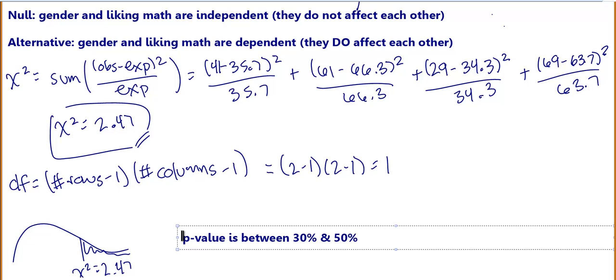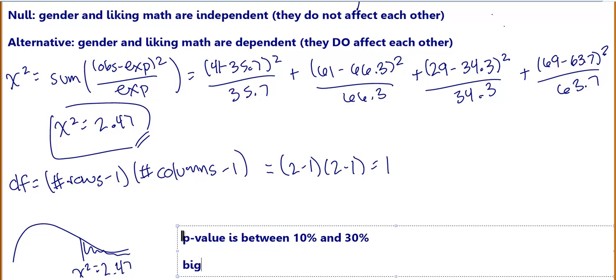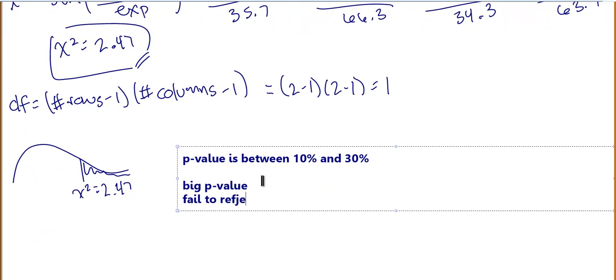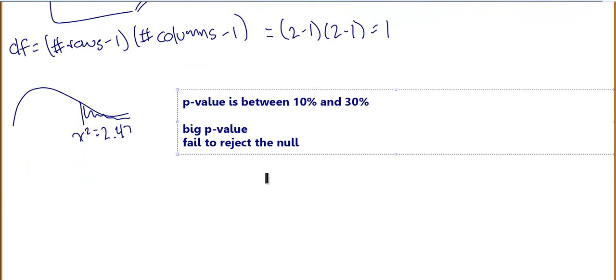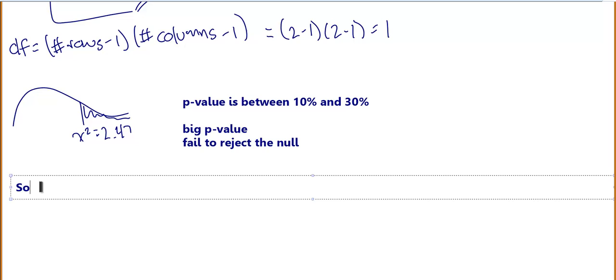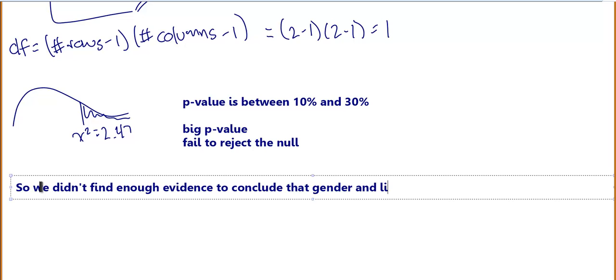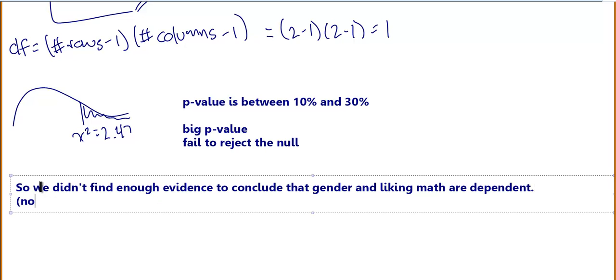So once again, 10% and 30% was what I said. So this is a big p-value. So we fail to reject the null. So we didn't find enough evidence to conclude that gender and liking math are dependent. Or in other words, no reason to think that gender and liking math affect each other.